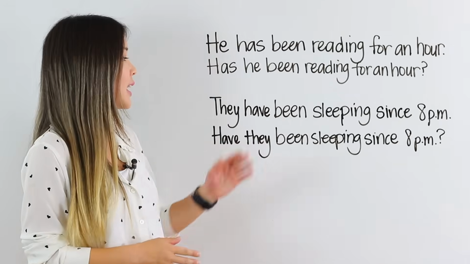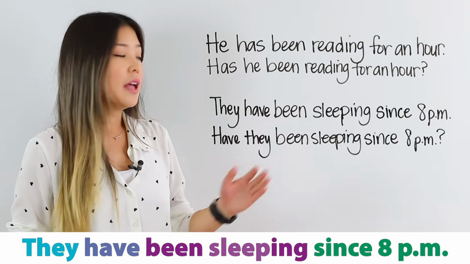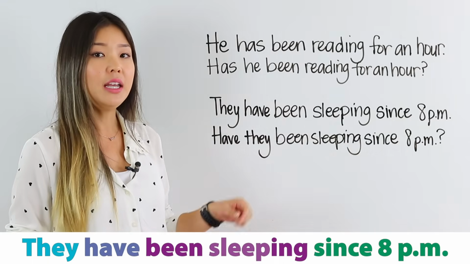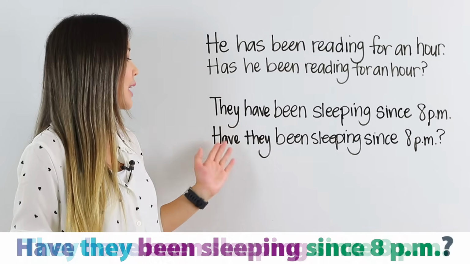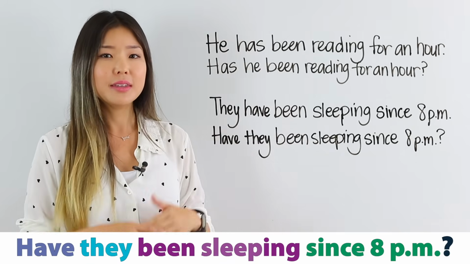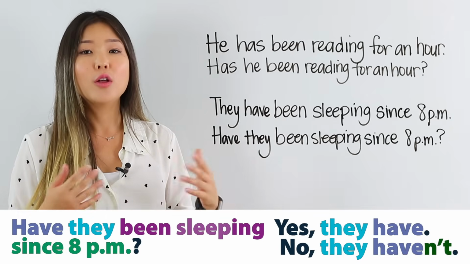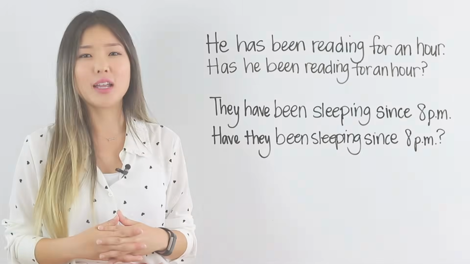The next sentence says, they have been sleeping since 8 p.m. Again, the second part of the sentence stays the same, and in the beginning, we just switch the first two words. They have becomes have they. Have they been sleeping since 8 p.m.? To answer, you can say, yes, they have, or no, they haven't. Great job, everybody. Let's move on.